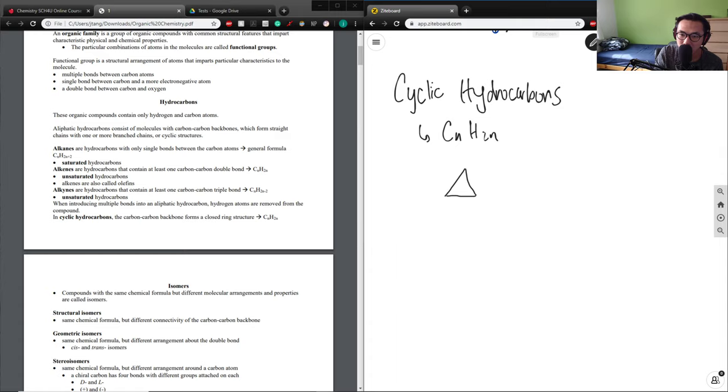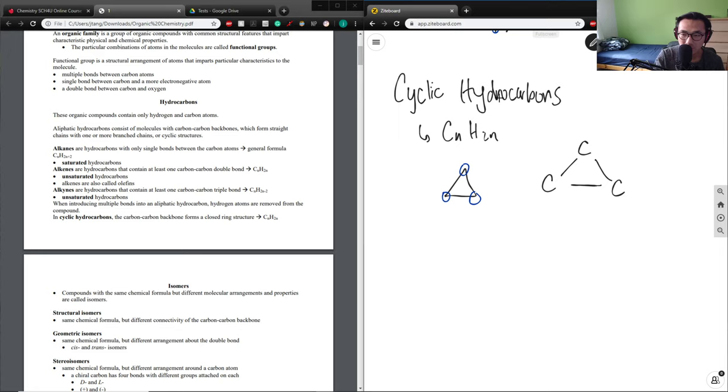what do we know about this triangle? It might look like an ordinary triangle in geometry or whatnot, but in organic chemistry, it's different. We know that this point is a carbon, this point is a carbon, and this point is a carbon, so we can draw the structural diagram. I have C bonded to C bonded to C, and this is also bonded, because they're all bonded in a cyclic, circular fashion.